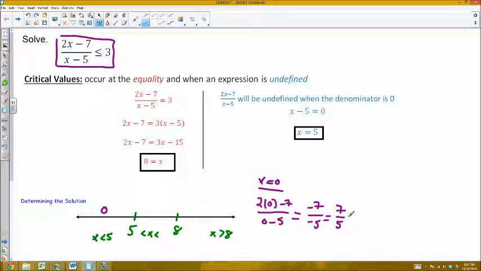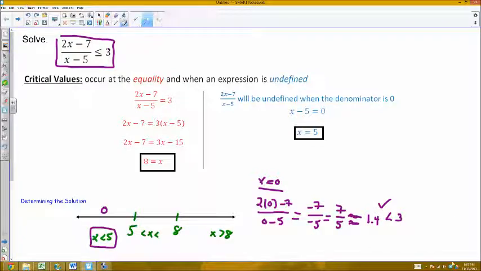Now it might be helpful for me to estimate what 7/5 is, and it's exactly equal to 1 2/5, which is 1.4. And since 1.4 is less than 3, which is what I'm testing, is this value less than or equal to 3? Since it's less than 3, it checks. Therefore, this interval is included in my solution.